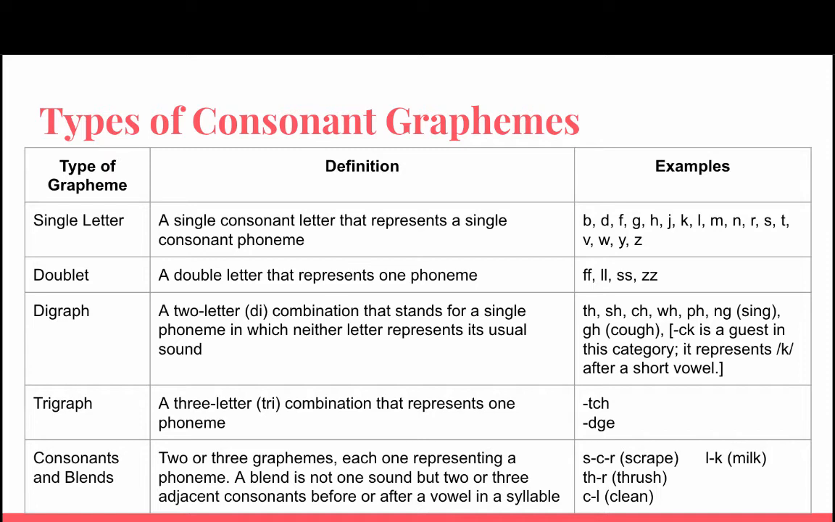We also may see a digraph blended. So we have thr, with the TH representing one phoneme, and it's blended with the phoneme for R. We have the CL blend. We can also see consonant blends at the ends of words. So for example, in milk, we have the lk blend, LK, at the end of the word.